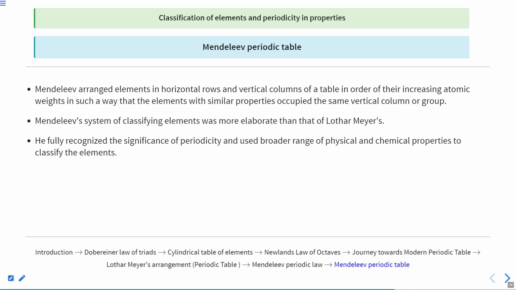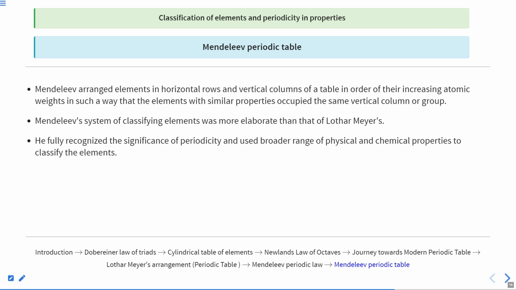Mendeleev's system of classification was more elaborate than Lothar Meyer's. He fully recognized the significance of periodicity and used a broader range of physical and chemical properties to classify the elements. So if he saw that, suppose 5 elements have the same physical and chemical properties, he would put those 5 elements in the same vertical row, and in the increasing order of the atomic weight.